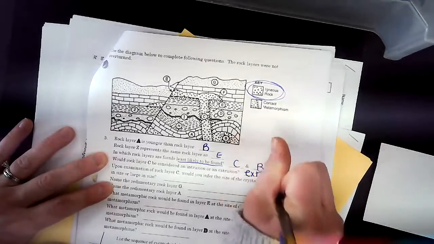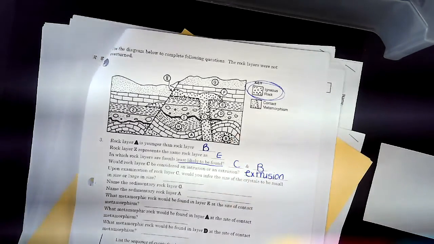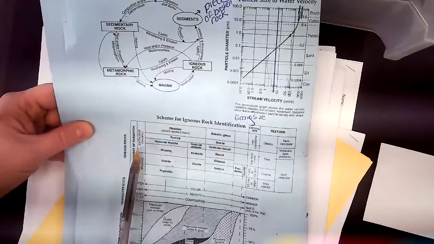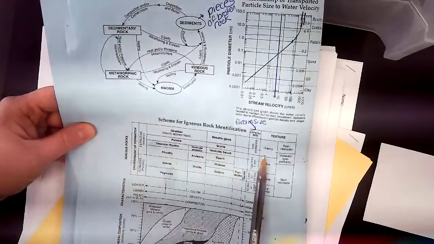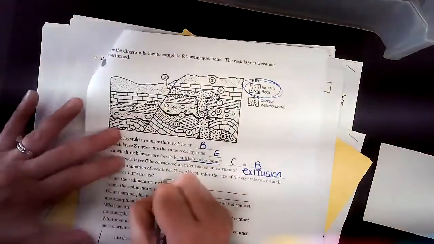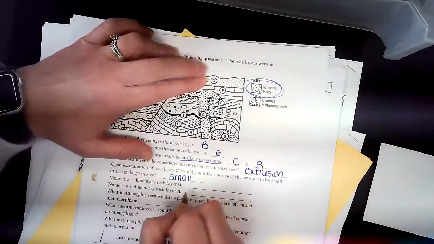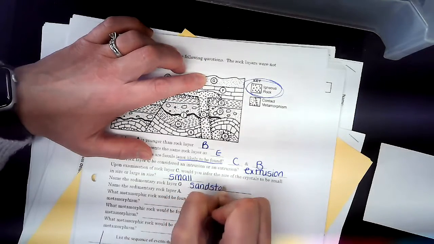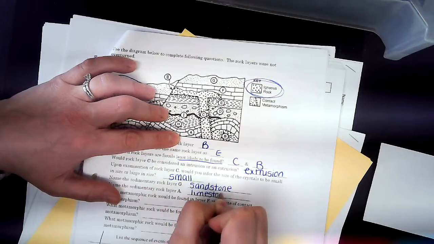Since it's an extrusion, will it have big or small crystals? Small. Do you remember why? Okay. Because it cools fast. That was chapter 3 as well. Extrusive rocks, which are volcanic, meaning they cool on the surface, have small crystals. All right, the next one, it just named the rock. So G is polka dots, that's sandstone. And A is bricks, that's limestone, right off the reference table.